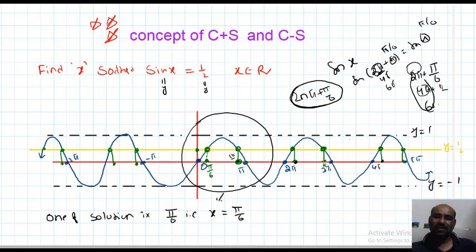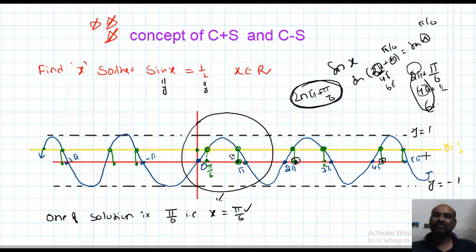Important, friends, important. So x equal to pi by 6 is one solution. Now I am generalizing. Using this pi by 6, I can say that all the solutions which are in the form of 2n pi plus pi by 6 are the solutions only, where n is an integer. Put n equal to 0, you get pi by 6. n equal to 1, 2 pi plus pi by 6, this is the solution. n equal to 2, 4 pi plus pi by 6, this is the solution. n equal to 3, you write 6 pi plus pi by 6.